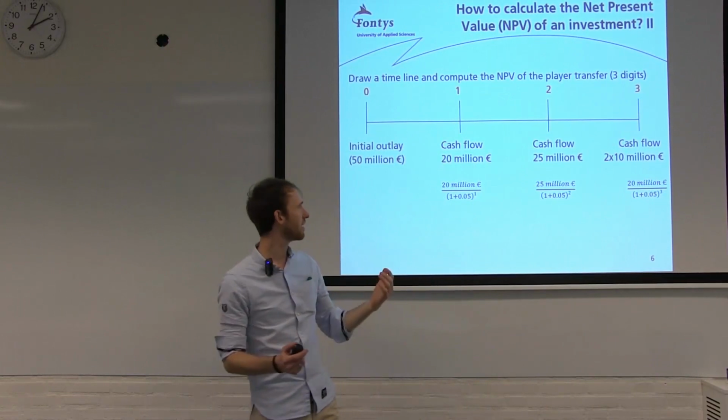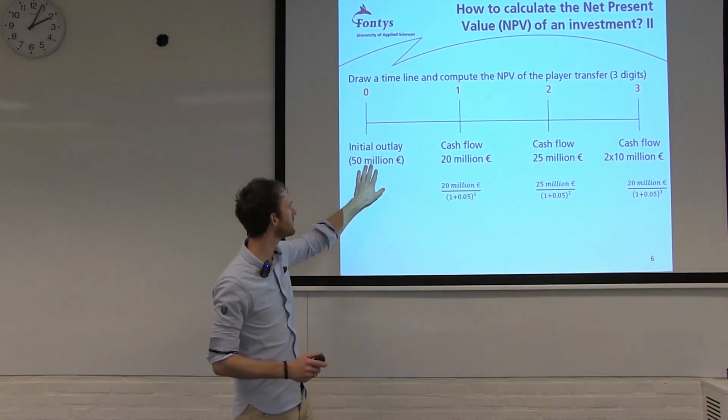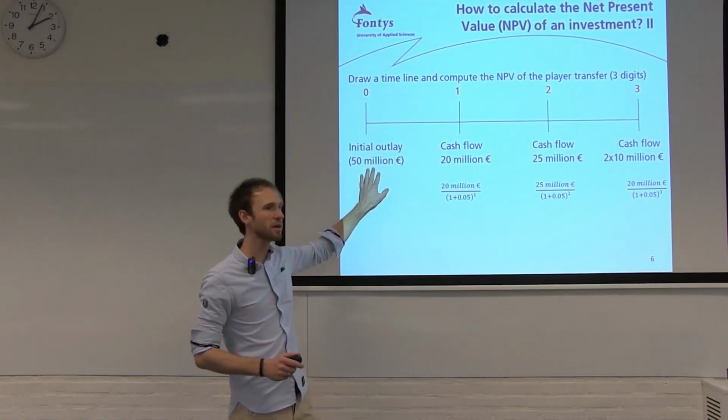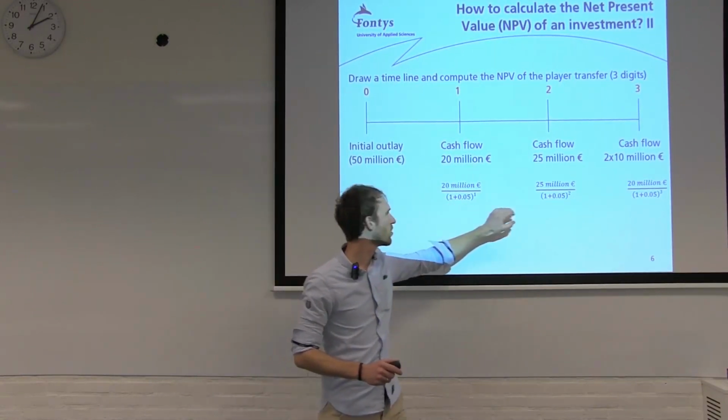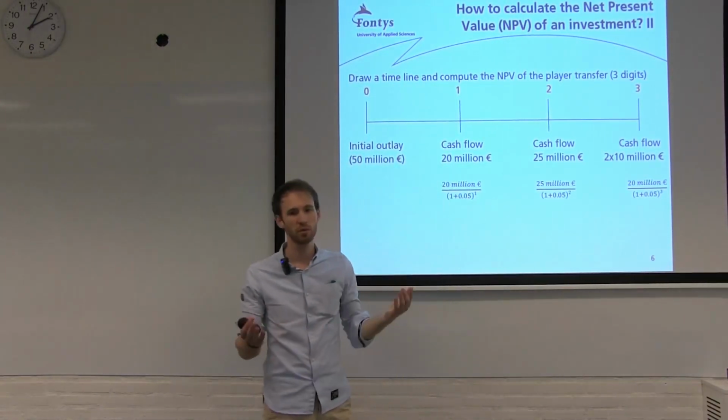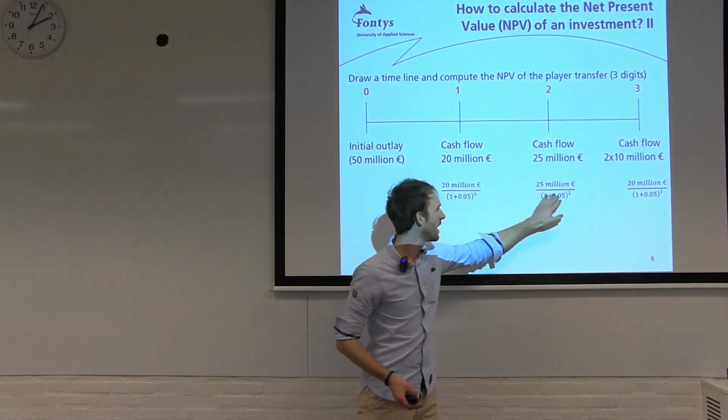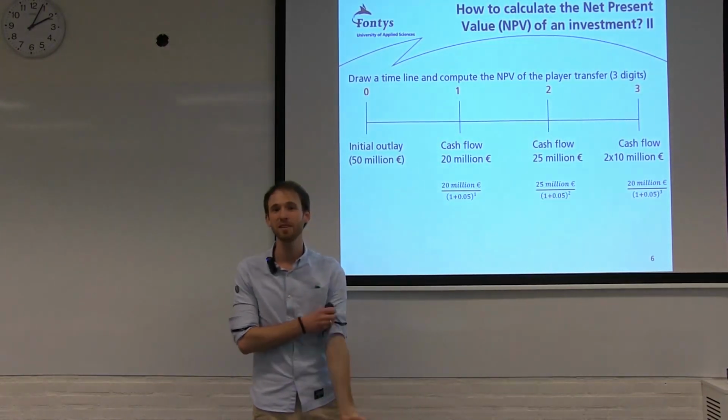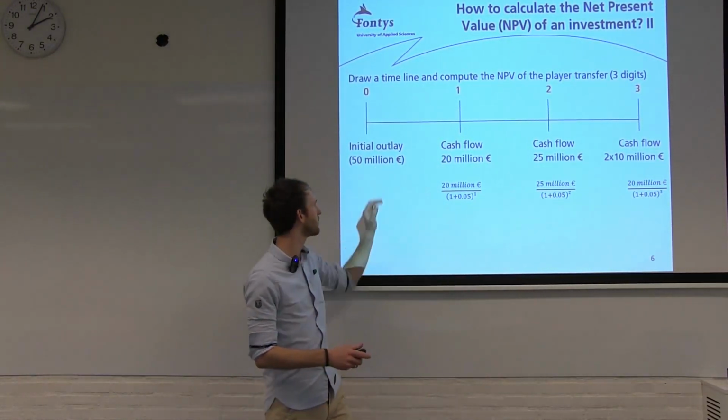And then we simply have to calculate this. We take the initial investment, which is a negative 50 million, and then we add all the cash flows. Or what we can also do is, first of all, add all the cash flows or discounted cash flows together, and then subtract the 50 million.